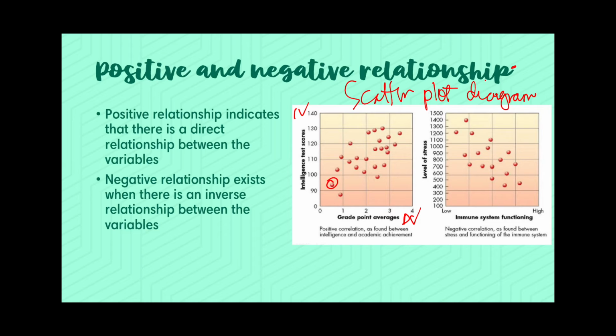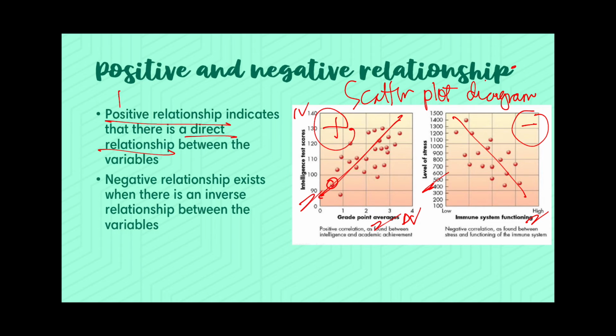And then you will see here all the data points. So in the data points, when you look at where most of them lie, you can actually draw a line, and that's why it's a linear relationship. So if the line is like this, then it's a positive relationship. So for example, the higher the intelligence, the higher the grade point average. For example, here, the higher the level of stress, the lower the level of immune functioning. So this one is a negative relationship. This one is a positive relationship. So there's a direct relationship when it's a positive relationship.